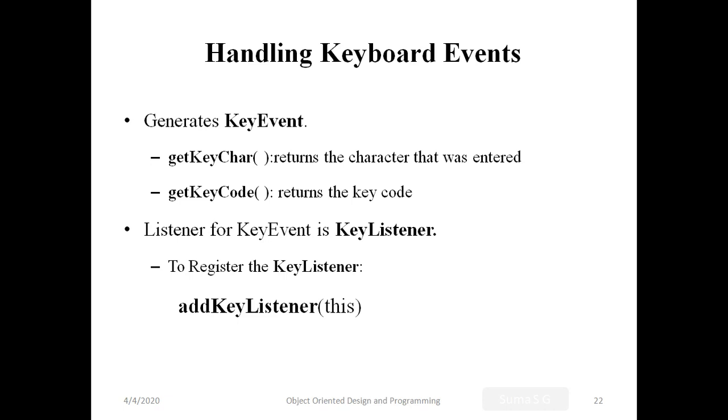Now, a notification is always sent to a listener whenever an event is generated. The listener associated with key event is the KeyListener. So we have to register the key listener in our program. To register it, we use the method add<Type>Listener. Here the type is Key, so addKeyListener(this), where this is the current object, registers the key listener.